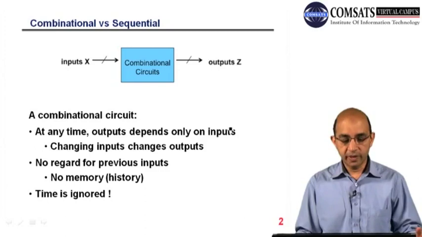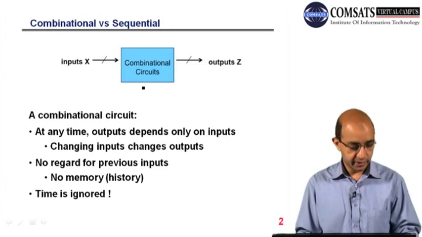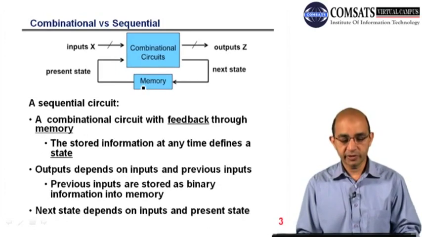In a combinational circuit, we have the input and the output. At any point in time, the output depends only on the input. Whenever we change the input, obviously we will get a change in the output. So we don't have any memory; you can say it doesn't keep any sort of history. And finally, the time sequence is ignored. So that's a bit about combinational circuits.